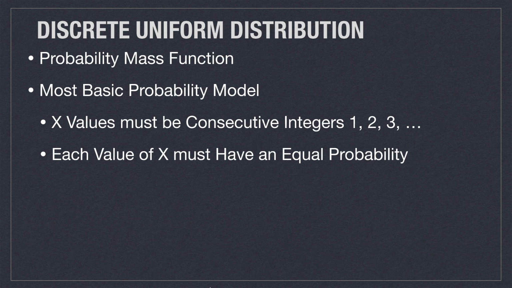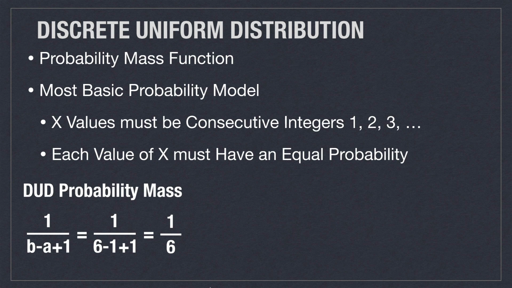Now, you know that a 6-sided die in any one roll has a probability of 1/6. And the most basic probability model is known as a discrete uniform distribution. An example would be a single die roll or a single coin flip. Now, to be a discrete uniform distribution, all possible values of x must be consecutive integers, like 1 through 6 with die rolls, and each value for x must have an equal probability of occurring.